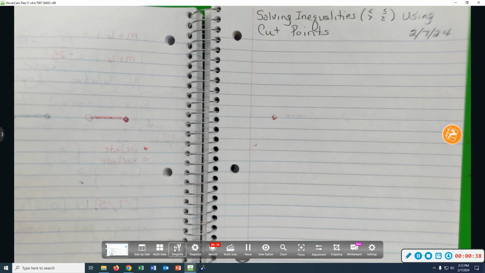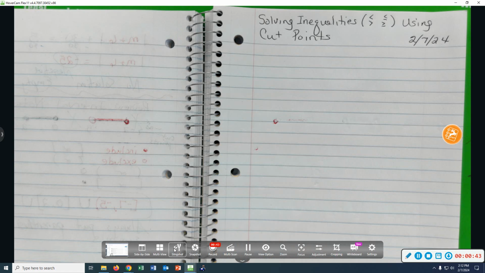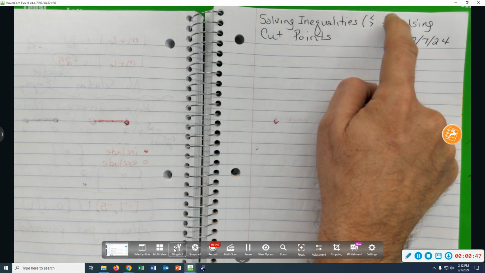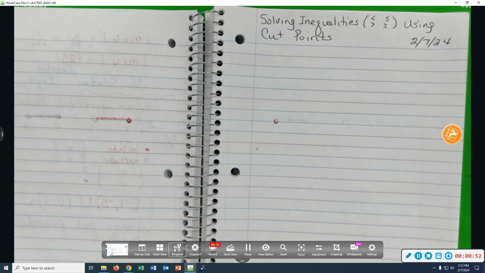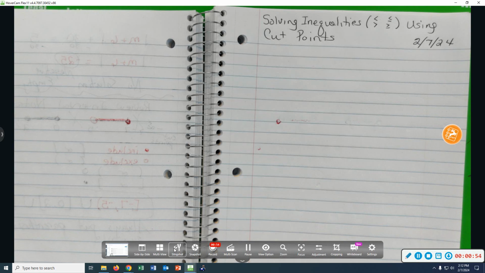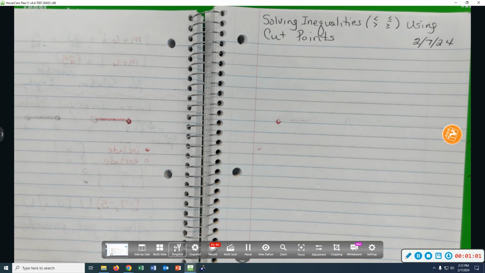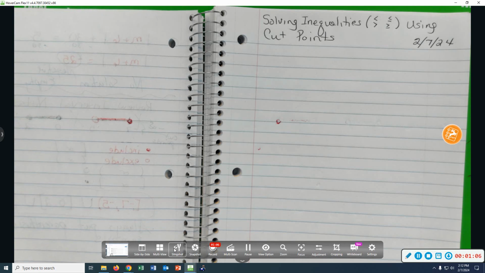The name of this assignment I write up here, solving inequalities. And what the heck is an inequality? It has a less than, a greater than, or a less than or equal to, or a greater than or equal to, using cut points. There are a lot of different ways of solving inequalities. I'm going to show you a way that will solve pretty much any type of inequality. Okay? It doesn't matter if there are fractions in it, even if there are square roots or absolute values, it will work.